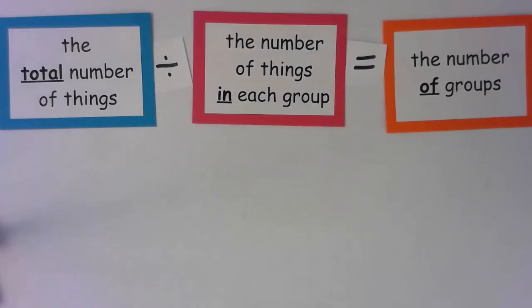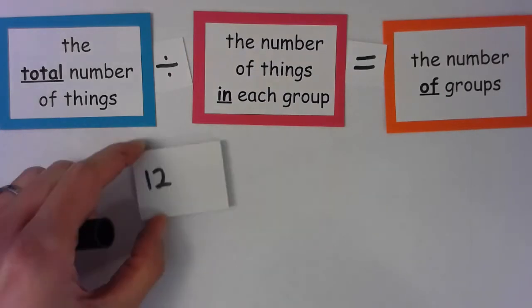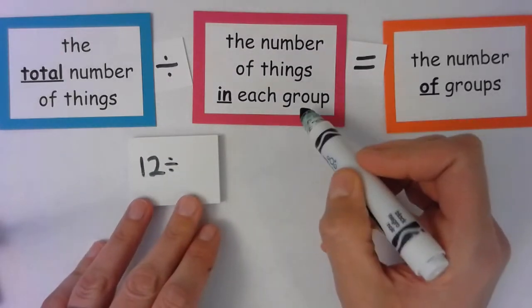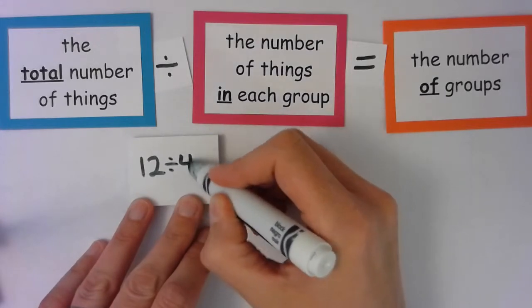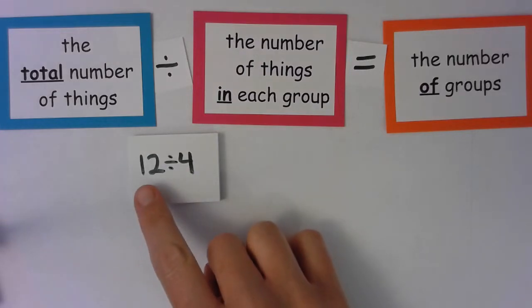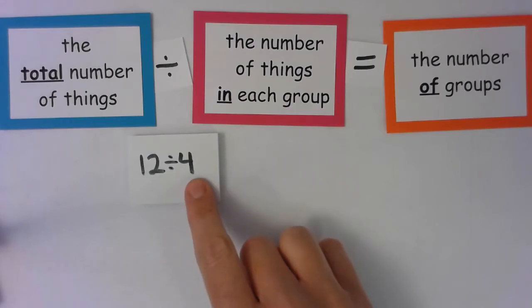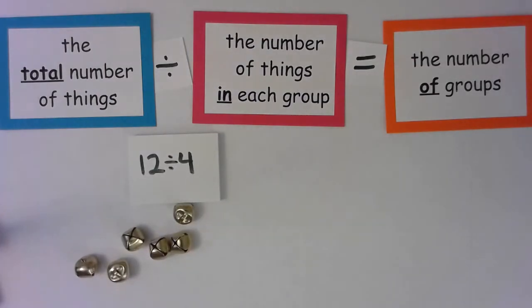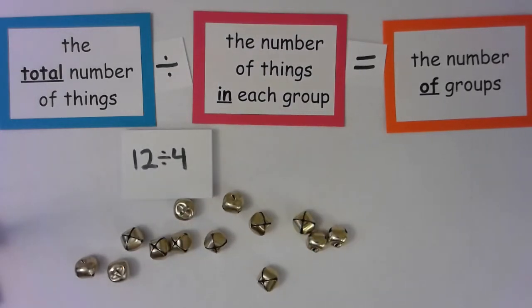What that's going to look like is, again, we need 12 pencils altogether, and they're sold in groups of 4 pencils per group. So the way I can read this is 12, make them into groups of 4. Well, let's take 12 here. 1, 2, 3, 4, 5, 6, 7, 8, 9, 10, 11, 12. All right, I've got 12 bells.